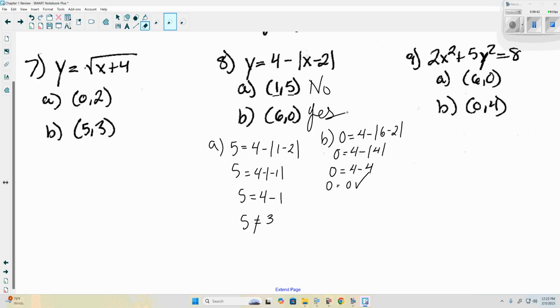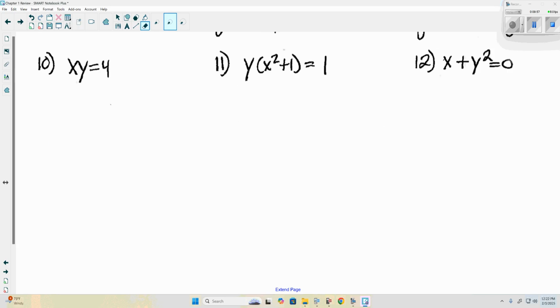Any other questions on 7 through 8 for one of those that y'all want to see done? We good with 7 through 8? Because just plug in the x and y value and see if it makes a true statement. If it does, then it's true. If it doesn't, then no.